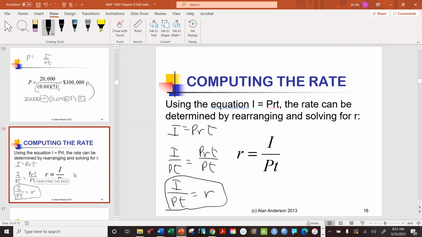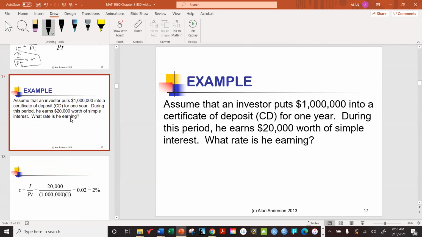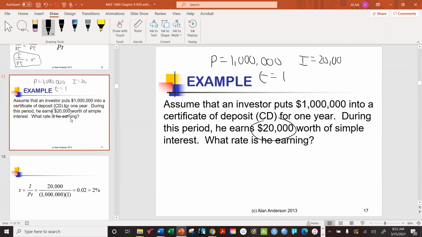Let's check out an example. Now remember, this one, you're going to end up with a fraction or decimal when you're done. So for example, here, an investor puts $1 million into a CD for 1 year. So T is 1 year. And the interest is 20,000. So the question is, what is R?